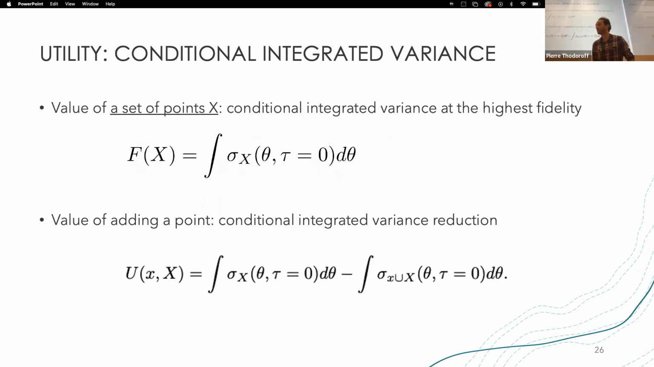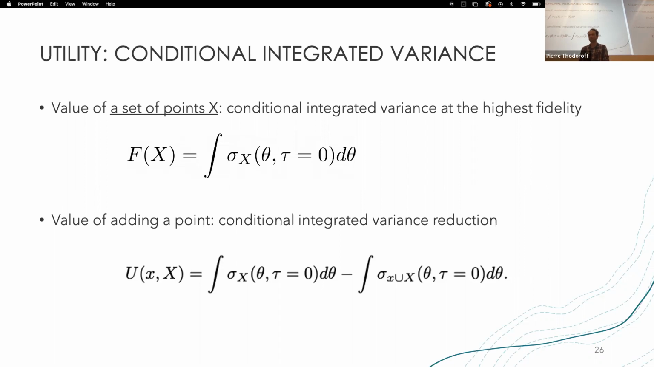Maybe there's going to be some terminology that belongs to different fields. All right. So for the utility, there are two we can set. As I mentioned before, if I give you a set of points X, I fit my model and I look at the residual variance, that's going to be the conditional integrated variance. The reason I did the conditional here is because we're only conditioning at the highest fidelity, because we don't care about the uncertainty at the lower fidelities. We just want to know the best I can do at the highest fidelity. Then, because it's practical to talk about the value of adding a point, we're going to talk about the variance reduction when I add a point. I choose a point, how does it impact my GP? It's basically the variance without this point minus the variance with this point. So it's the differential: when I added this point, what was the value of choosing it?